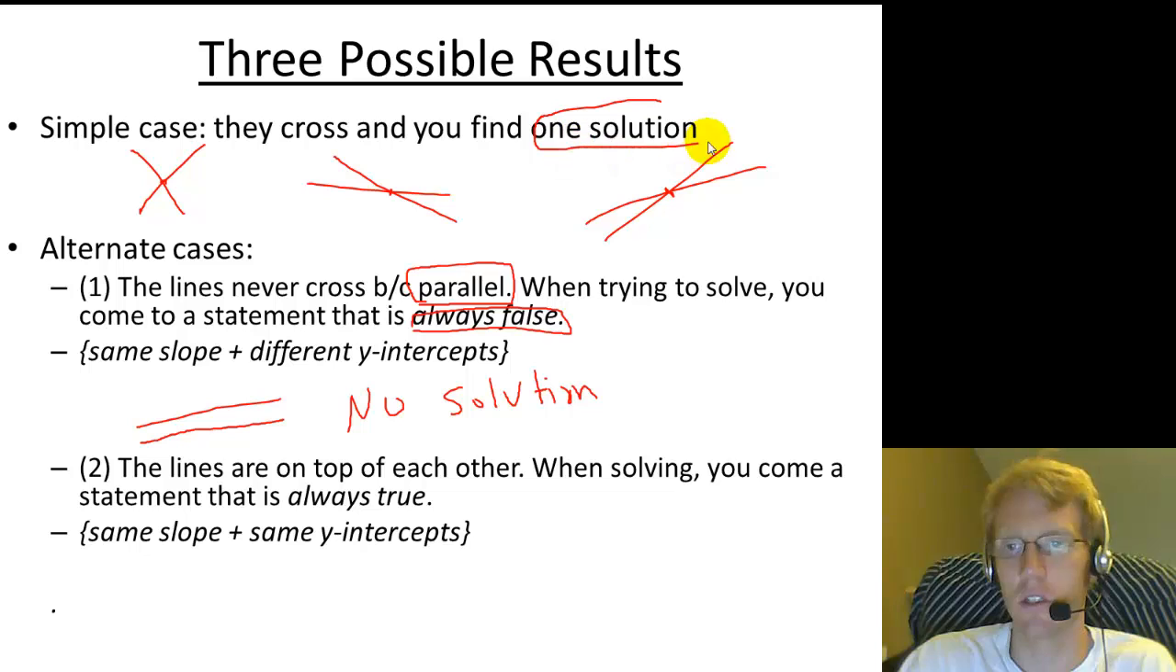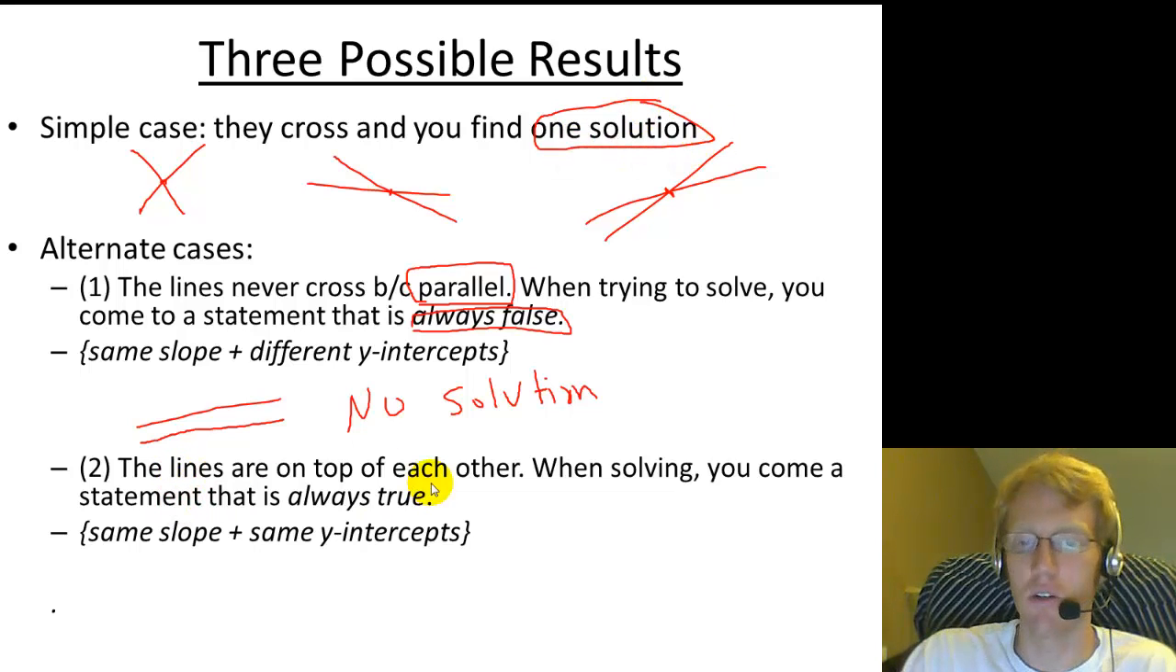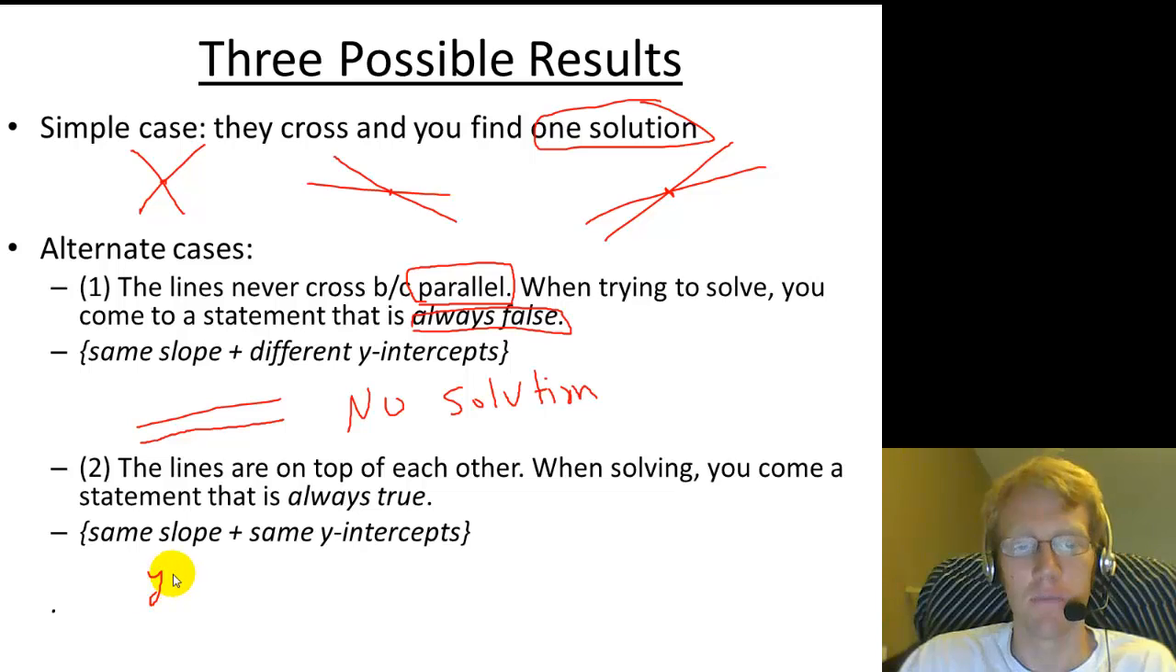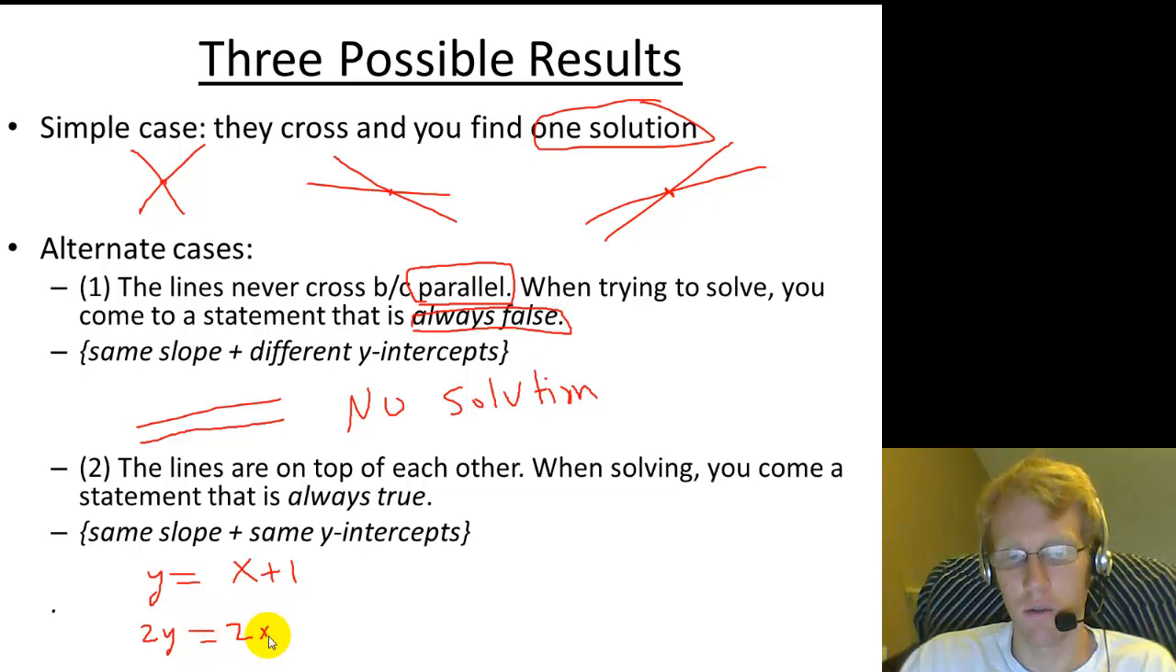Here there's one solution. And then the other option is the two lines are actually on top of each other. This means that both equations are really describing the same line, but they're just written in a different format. So one could be like this: y equals x plus 1, and 2y equals 2x plus 2.